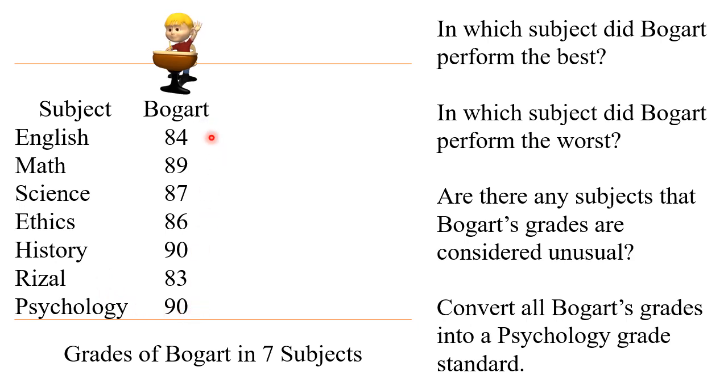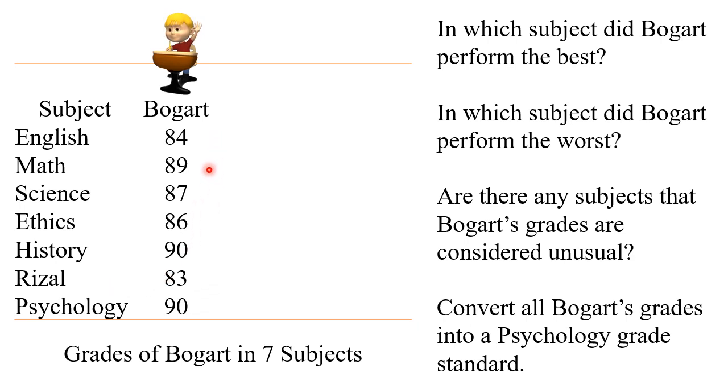Now, most often than not, we go directly to looking at the data. We see that 90 is the highest grade of Bogart. Then you could say, therefore, that Bogart performs the best in history or in psychology, because these two are the highest grades. And looking at English, 84, or Rizal, 83, you could say that Bogart's grade of 83 in Rizal indicates that he performs poorly or worst in Rizal.